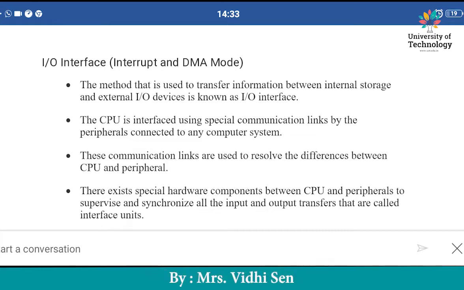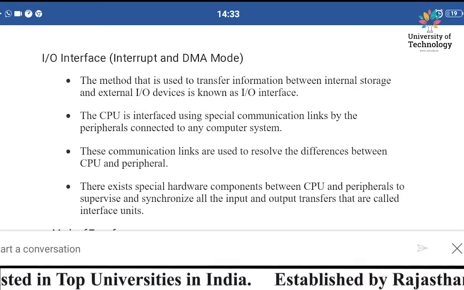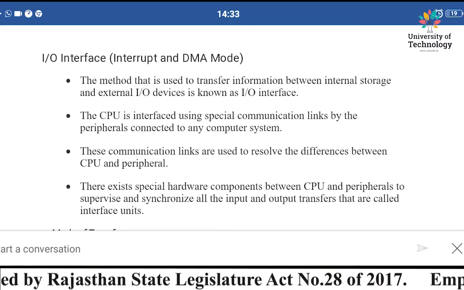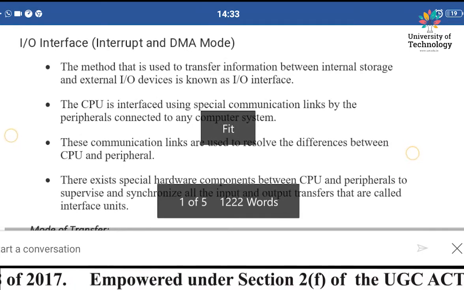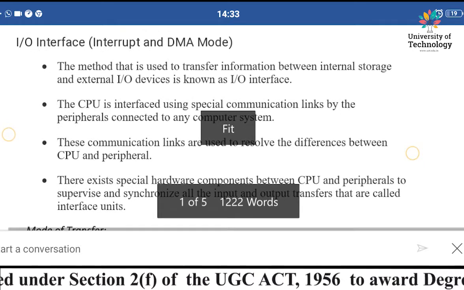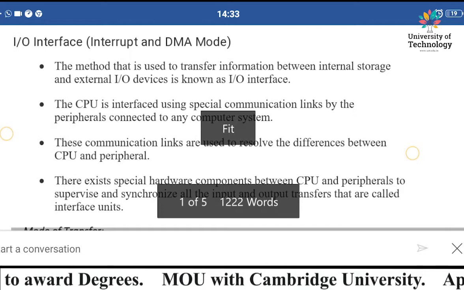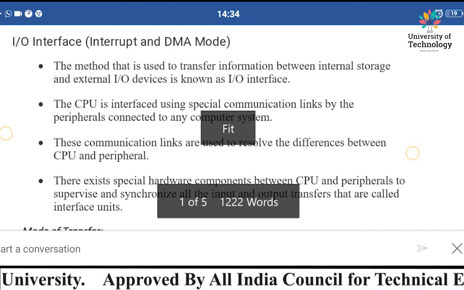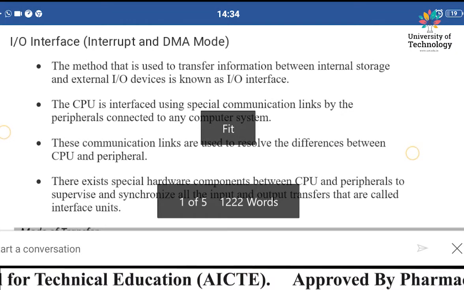Fine. So before starting, we have to understand what exactly the input-output interface is all about, right? The method that is used to transfer the information between internal storage and external input-output devices is known as the input-output interface. So what is the input-output interface? It's basically a method or a system via which you can transfer the information between internal storage and external input-output devices.